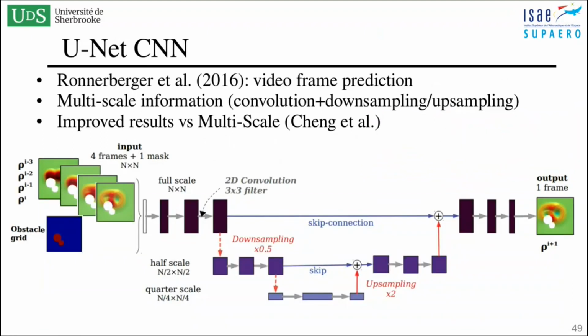So the U-Net CNN follows a similar philosophy as the multiscale CNN we used in the first chapter, but here we are also employing the so-called skip connections, which we see improve the results versus the multi-scale approach as before. And this was, for example, demonstrated by Cheng et al. And as you can see here, on the left we add the so-called obstacle grid, that's the additional information on the boundary condition positions given to the neural network.